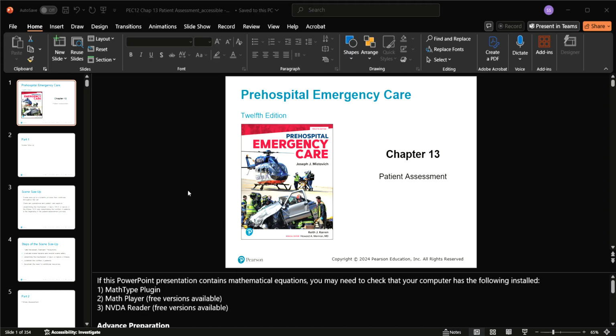And E, events leading up to the event, or events leading up to the injury or illness, which leads us into onset, which is the exact same thing. Onset, what were you doing when it happened? What were the events leading up to the injury or illness? Provocation, palliation, what does that mean?